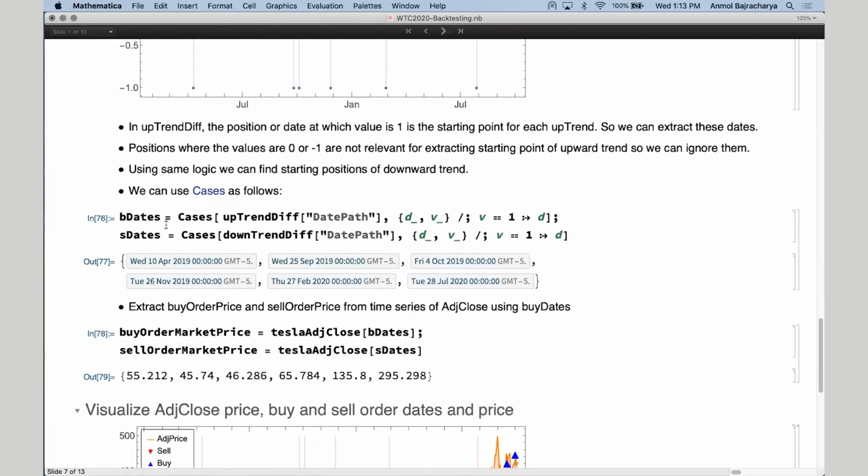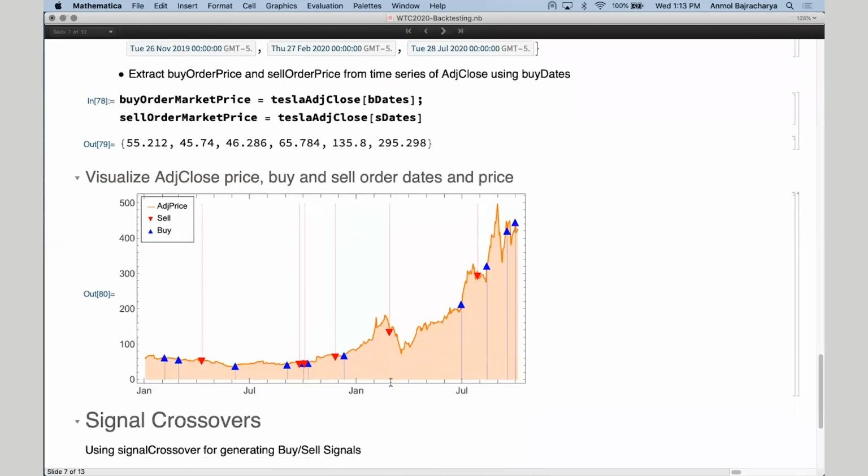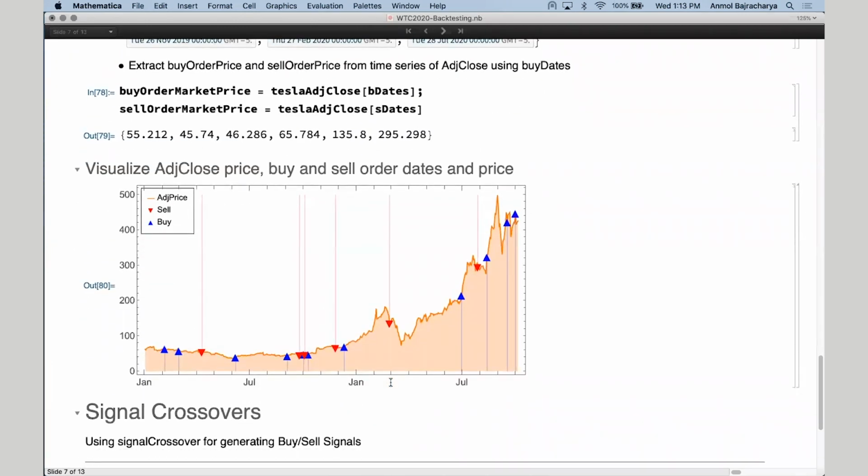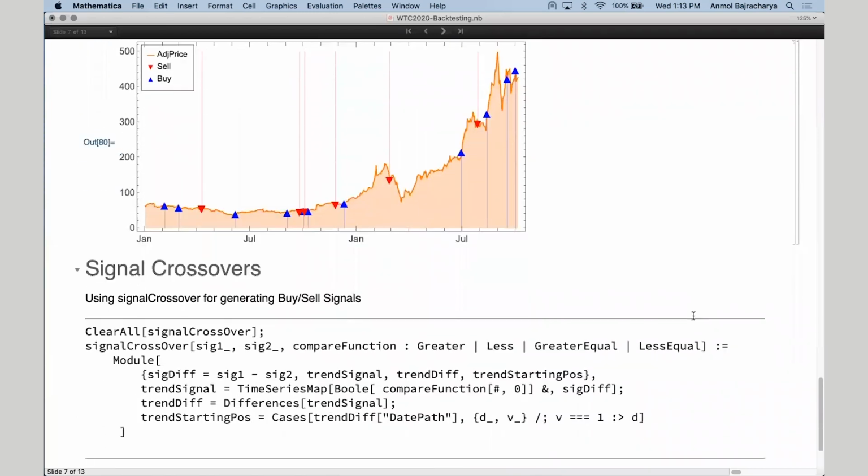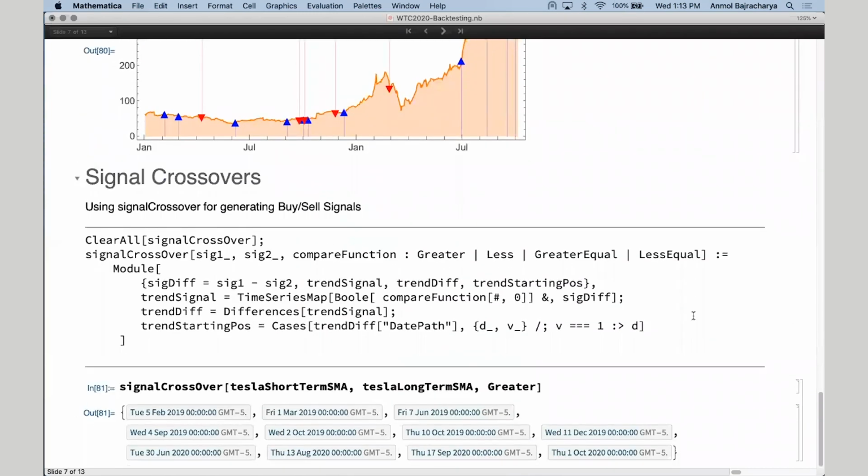Once you have the dates and the time series for the closing price, you can just extract the values here like that. And this is the visualization of the adjusted close price and the dates where you have to buy and sell. All the things that I just described can be put together in a single function called signal crossover.